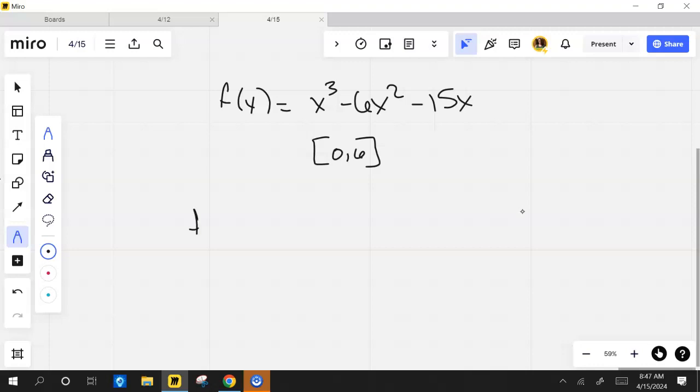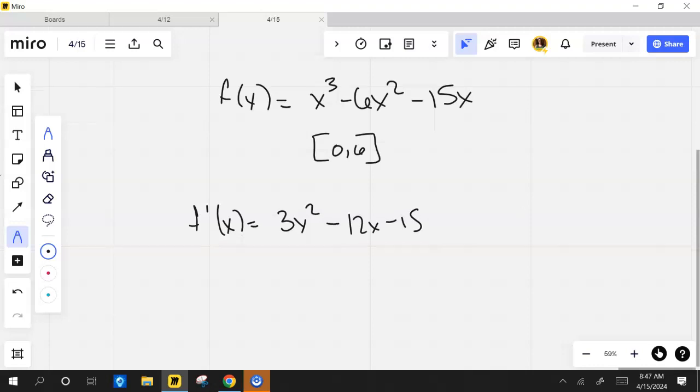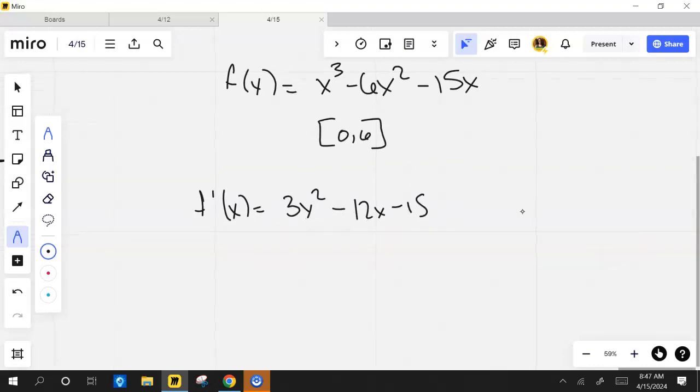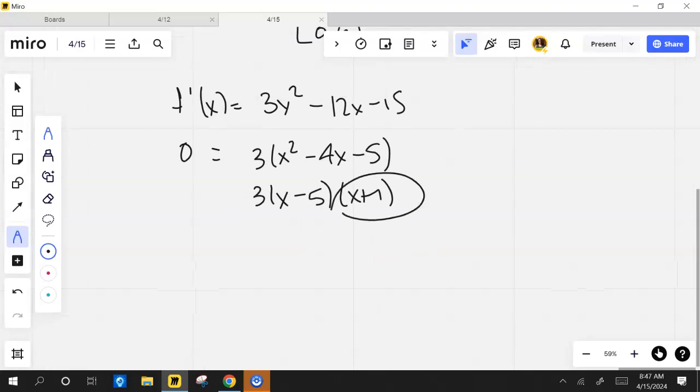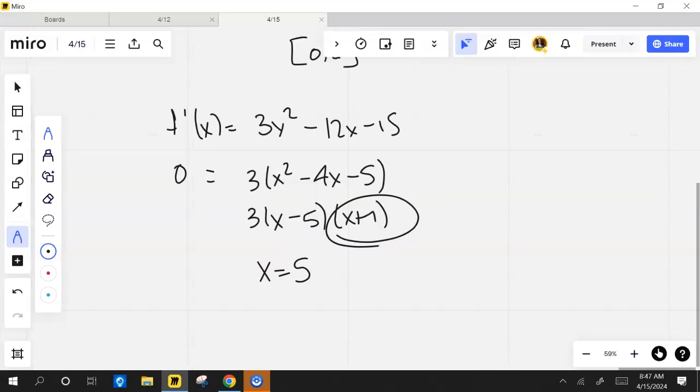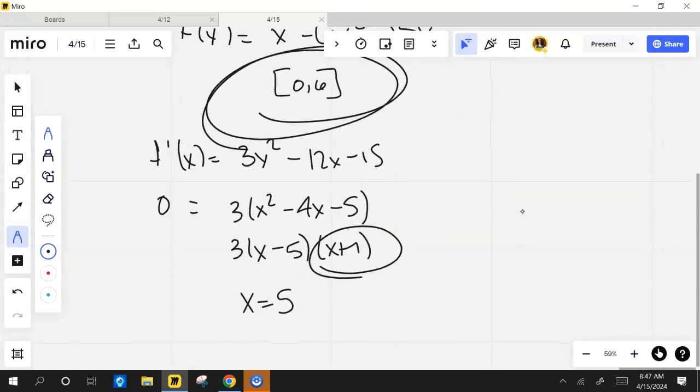Okay, so derivative here, 12x minus 15. I want to know where that equals 0. I can take a 3 out first off. It factors nicely for me, x minus 5 and x plus 1. And here's where I messed up. I messed up because I counted this as one of my potential critical points. But I can't count that because they said stay 0 to 6. If you counted that, you got D.